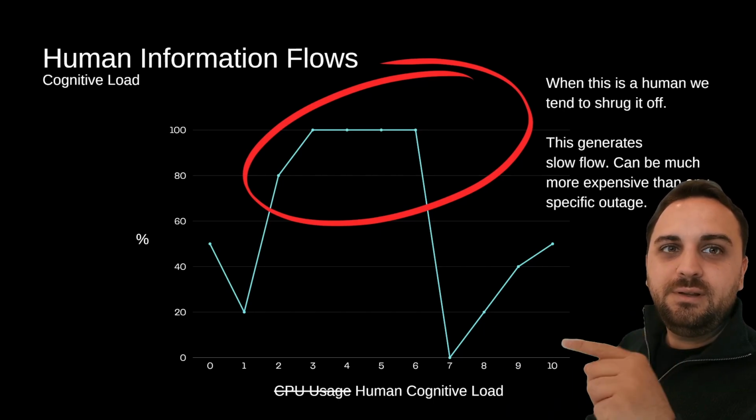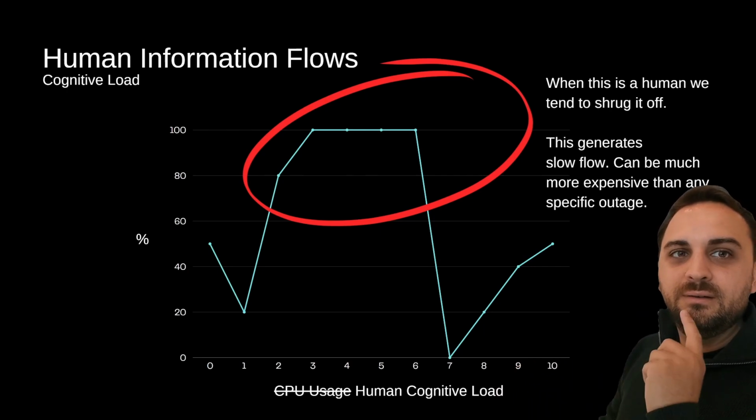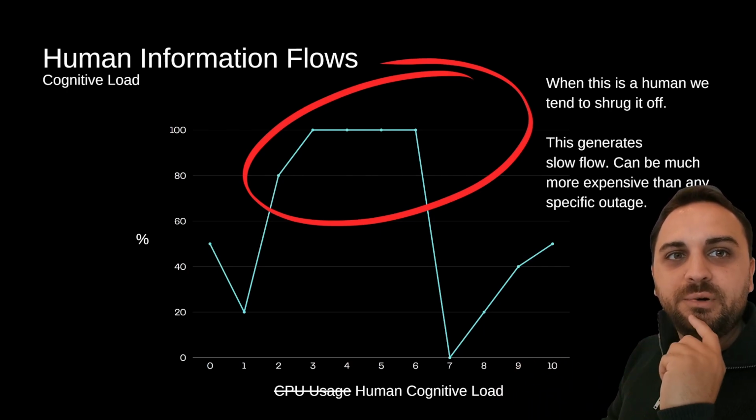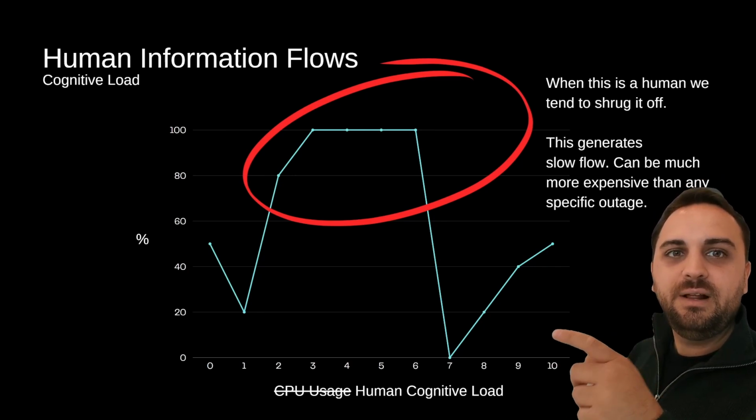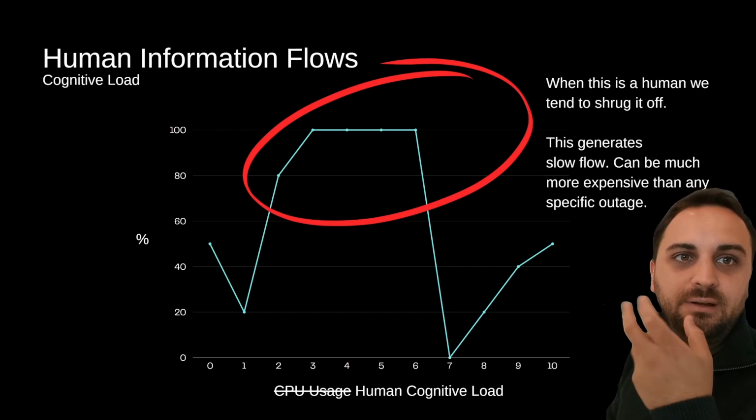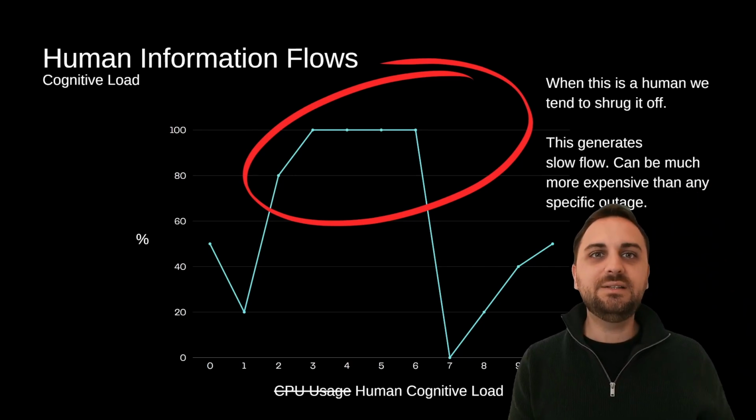But let's change that here to a human cognitive load. And we say, oh, well, this person is at 100% cognitive load. They're burning out. And we say, yeah, it's their problem. They should figure that out. We don't have all hands on deck. We don't have emergency responses. We have, this is work. It generates slow flow, right?